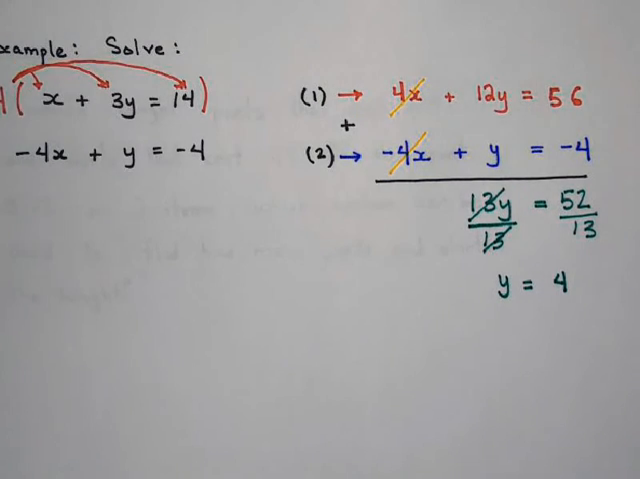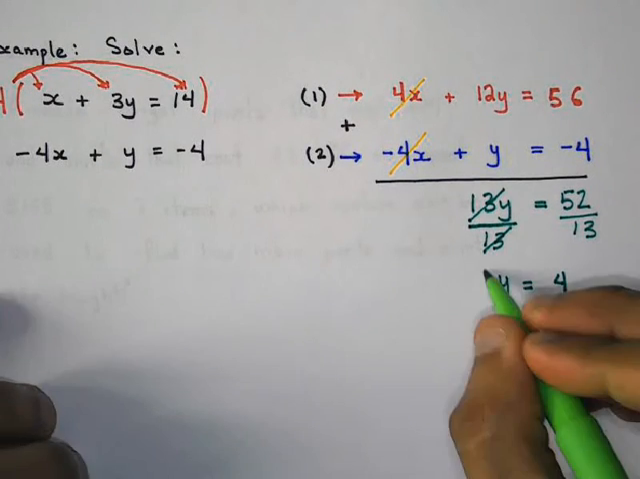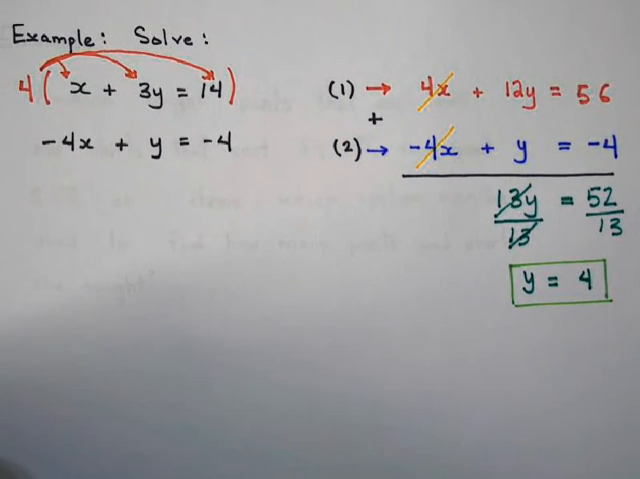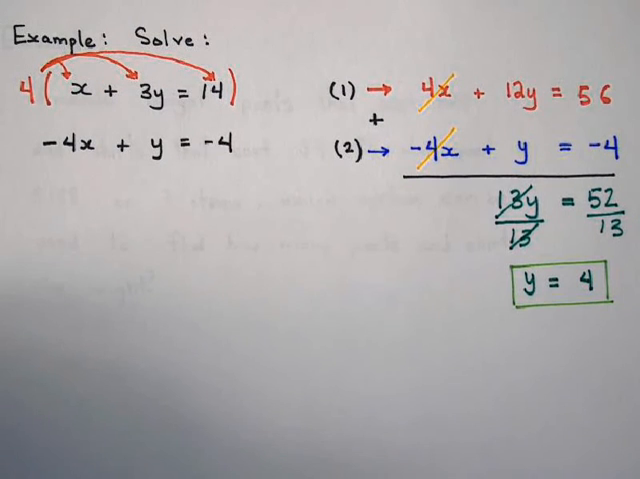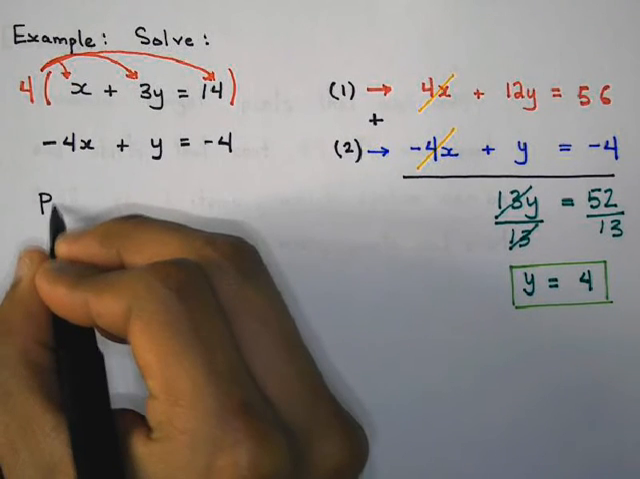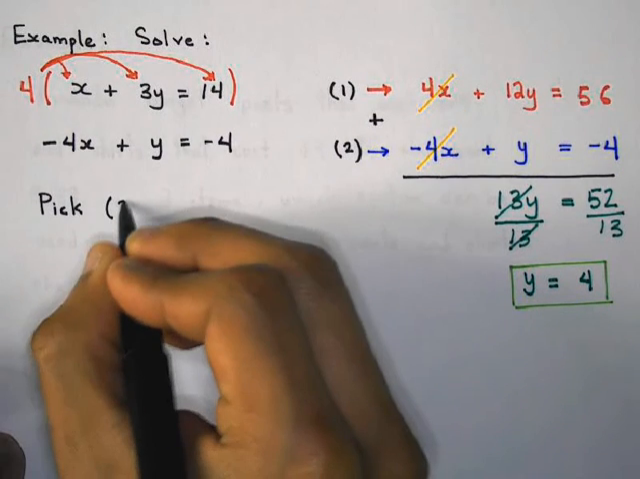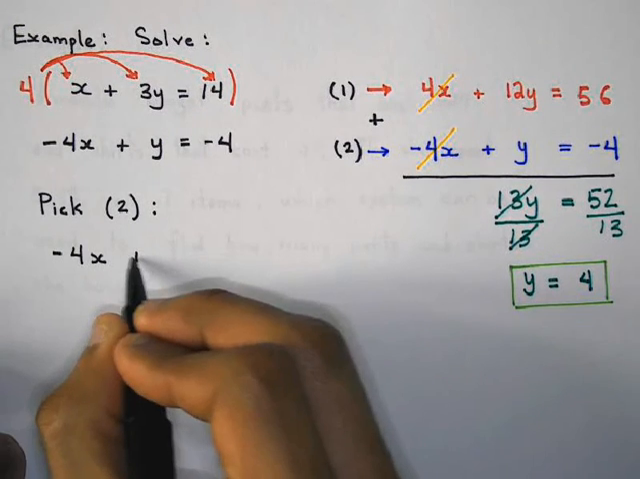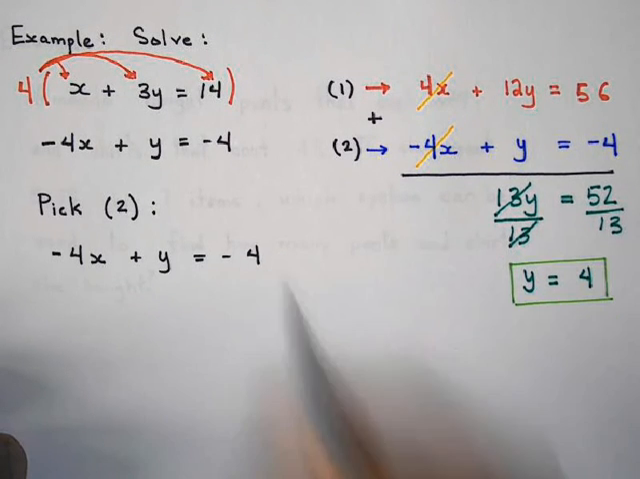So I'm going to put this in some type of box here. Let me get my pen out. So y is equal to 4. And now I'm going to figure out what x is. The way to figure out what x is, I can go back to either one of these equations, equation 1 or 2, plug in y, and then solve for x. So I'm just going to pick any equation that I'd like. I'm going to select equation 2. Again, you can pick any one that you would like. I'm going to copy the equation. So negative 4x plus y is equal to negative 4.